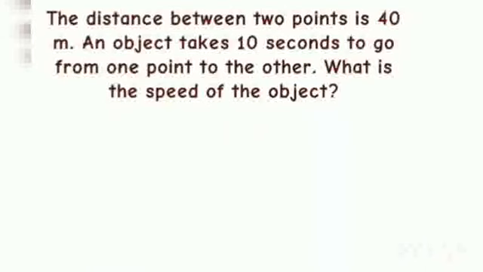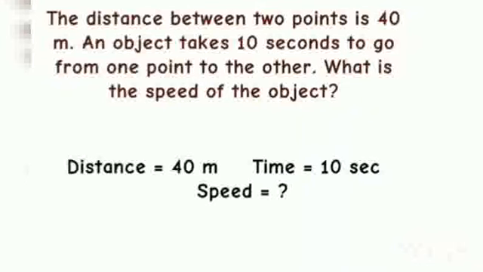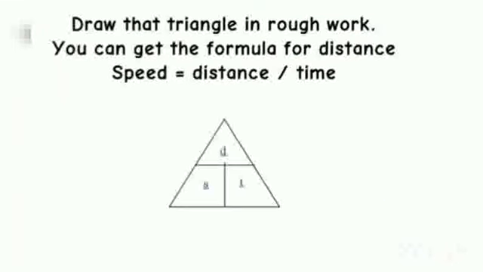Got? Next question. The distance between 2 points is 40 meter. An object takes 10 seconds to go from one point to other. What is the speed of the object? Distance is given, time is given, speed we need to find out. By the use of the same triangle, make a formula. Speed is equal to distance upon time. Fine.